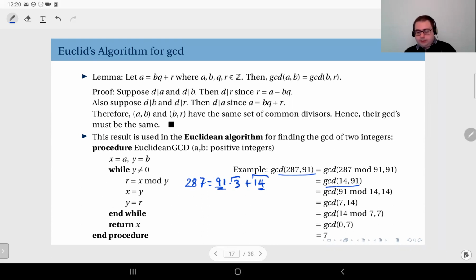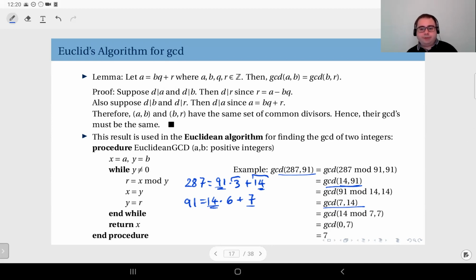And therefore, now I need to find the GCD of 14 and 91. Since 91 is the greater, I prefer dividing 91 by 14 and write 91 equals 14 times 6 plus the remainder 7. Okay, now instead of the pair 14 and 91, I'm going to find the GCD of the pair 14 and 7 because I know that they are going to be equal.